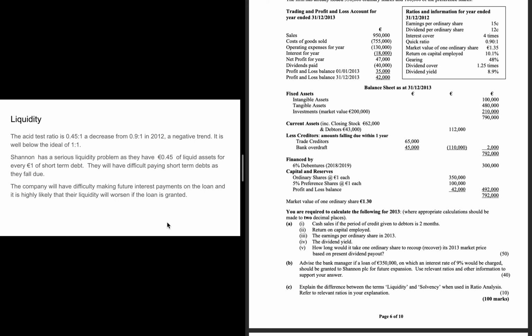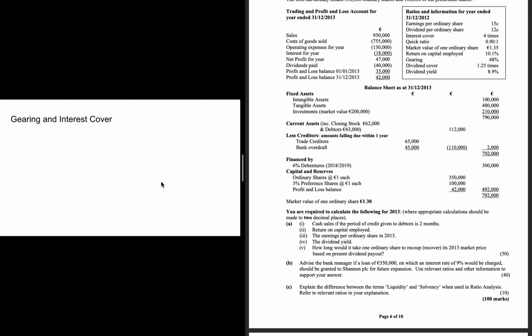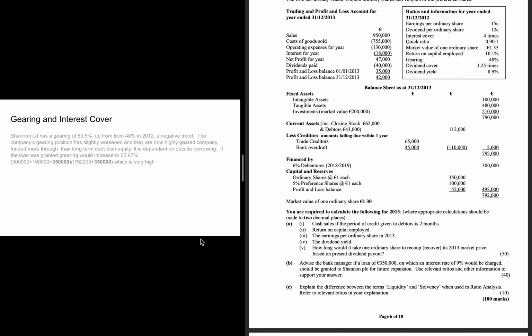Probably notice I'm not writing in anything about the current ratio because I haven't seen it in 10, 15 years now in a marking scheme. Gearing and interest cover. Now this is where we have to up our game a bit. So gearing of 50.5%, so I've obviously worked that out. 300 plus 100 is 400, over the 792 is 50.5. That's up from 48% last year, which is of course a negative trend when it increases. It's slightly worsened, don't have to go too overboard on it, and they're now highly geared.